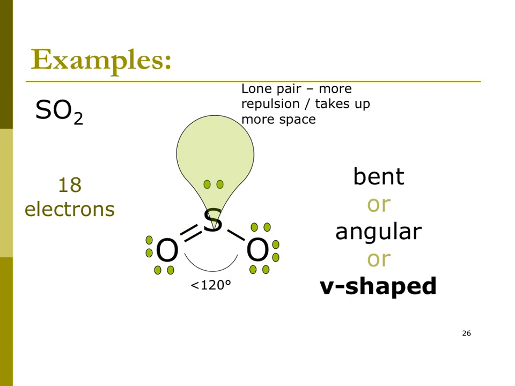Now let's look at SO2. It does have a double bond, but notice it leaves a lone pair on the sulfur. So that would be a total of 3 charge centers: a lone pair, a single bond, and a double bond. But since there is a lone pair, there would be some pushing on the bonded pairs of electrons. So although the basic angle would normally be 120 degrees, the lone pair is going to decrease that angle. So it is bent with a less than 120 degree angle.